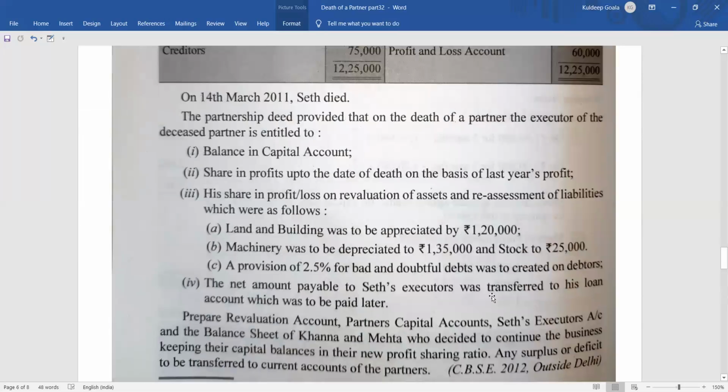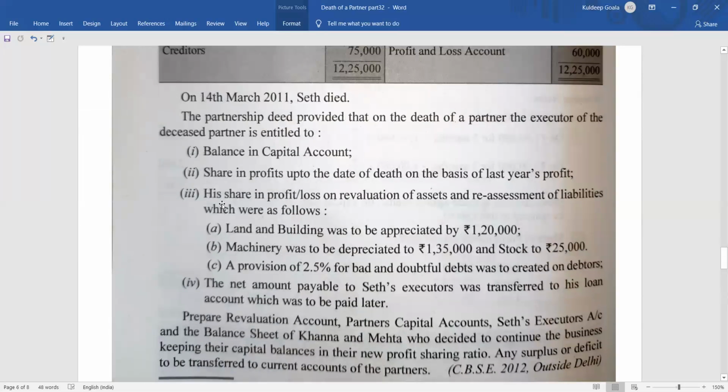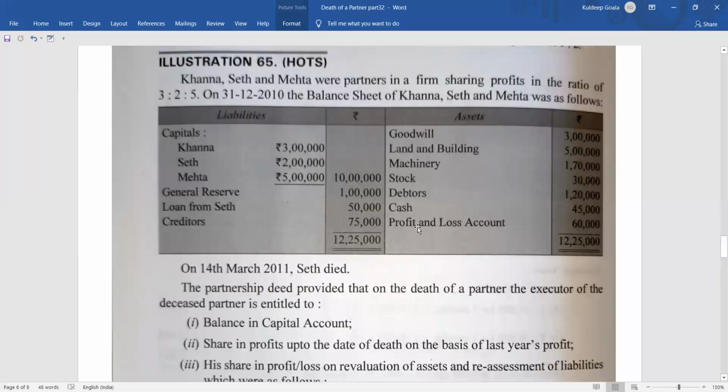Now coming to the next one. Share of profit till the date of death will be taken as last year. So last year's profit we can see in the balance sheet, it is there, profit and loss account 60,000. So it's not a profit, it's again a loss because it's on the asset side. So how much will be Seth's share? Seth's share again will be 2 by 10. So 2 by 10 of 60,000 will be 12,000.